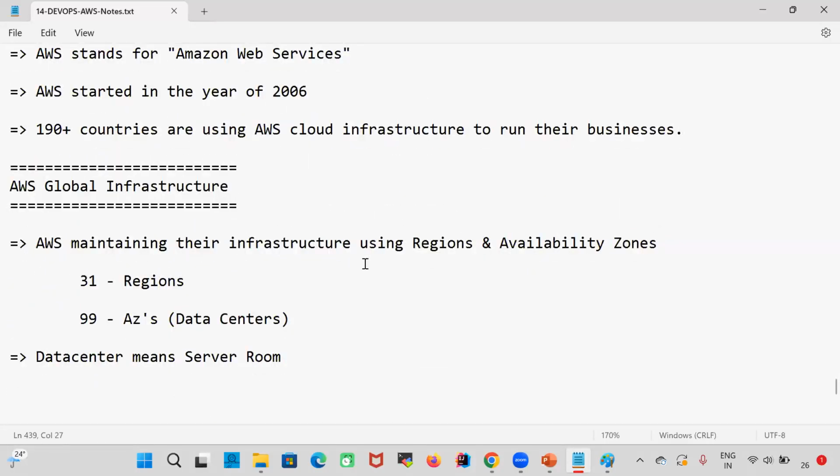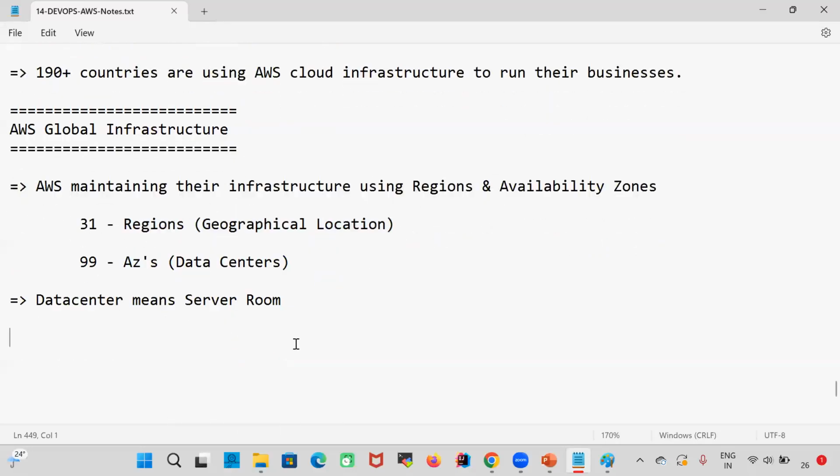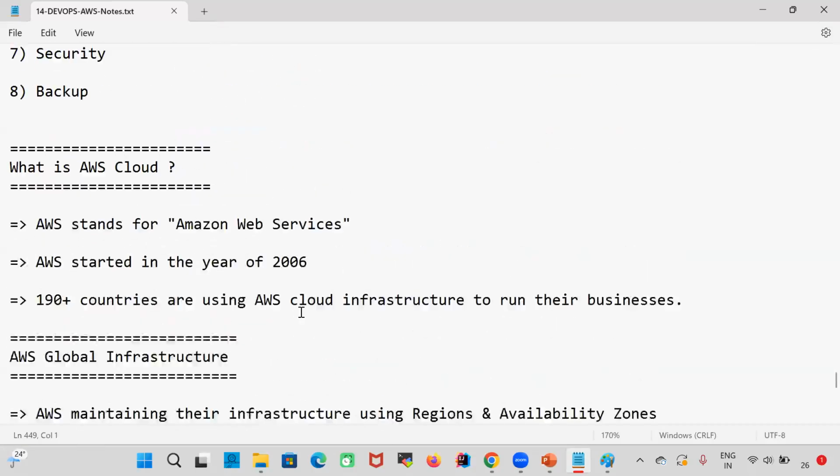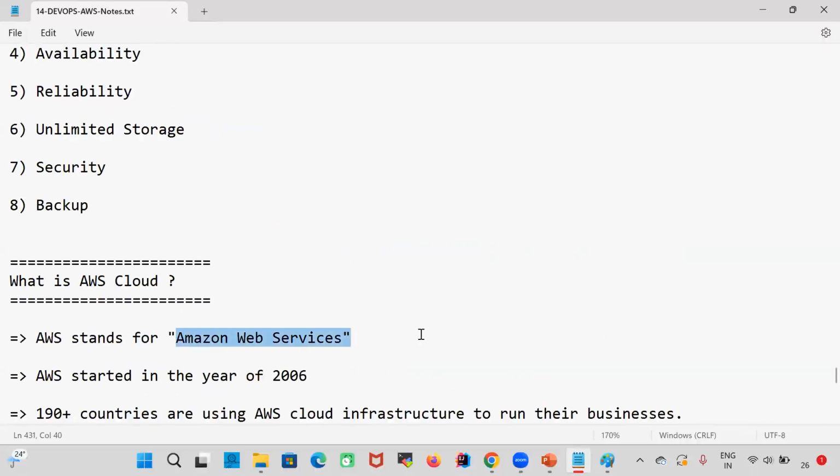AWS maintains the infrastructure in the form of regions and availability zones. There are 31 regions available for AWS. A region is nothing but a geographical location on the world map. 31 regions and 99 data centers are available for AWS. We connect with the data center to get the infrastructure. AWS provides resources over the cloud. That's why it is called Amazon Web Services.